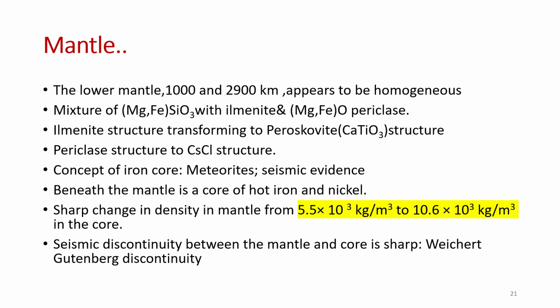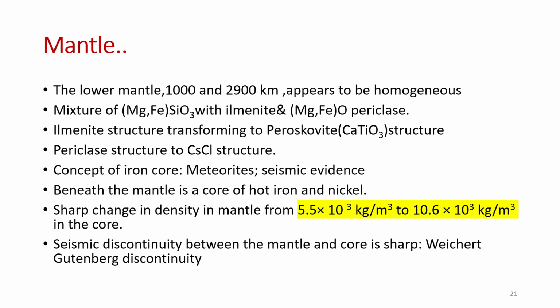The lower mantle, between 1000 and 2900 kilometers, appears to be homogeneous, and presumably it consists of a mixture of magnesium iron silicate with ilmenite and magnesium iron oxide, or periclase. Ringwood suggested the possibility of the ilmenite structure transforming to perovskite structure, that is the CaTiO3 structure, and the periclase structure to cesium chloride structure. The concept of the iron core is based on meteorites and seismic evidence.